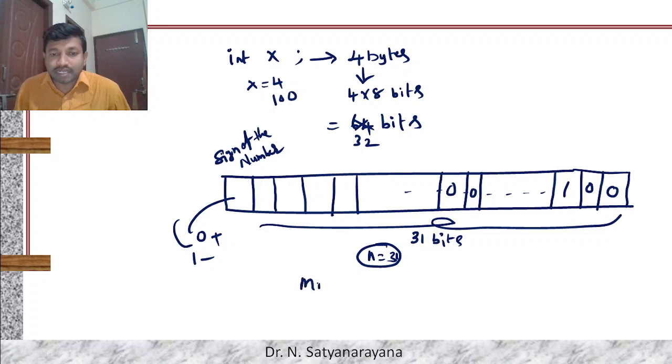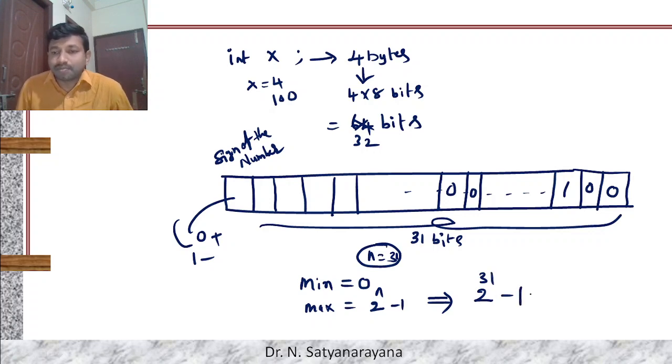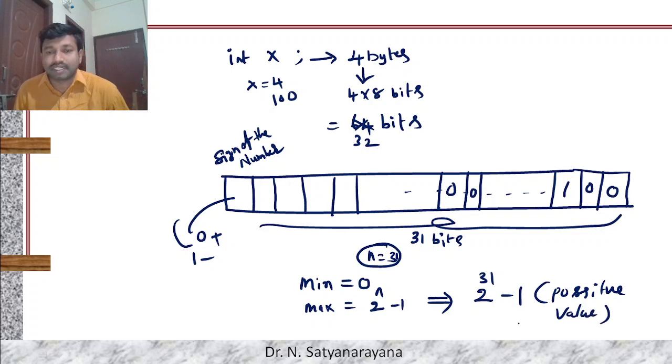The minimum value that I can represent is all zeros, 31 zeros. And the maximum value is 2 power n minus 1. That implies 2 power 31 minus 1. So this is the maximum positive value, the maximum positive decimal value that I can represent to the x.